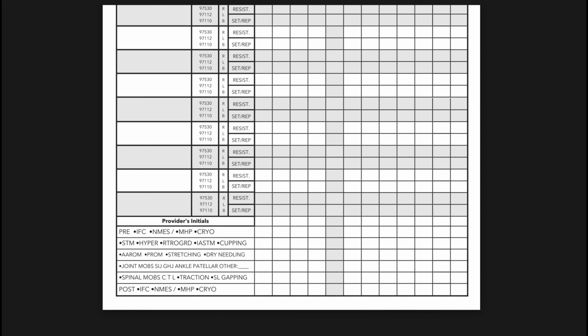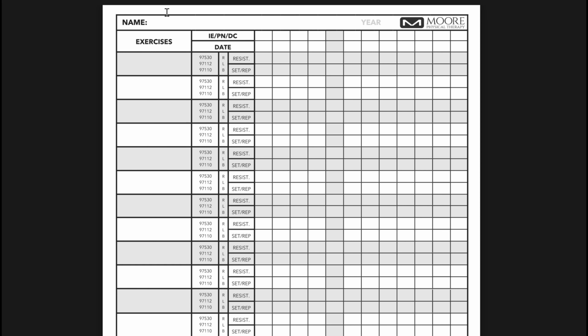Last but not least, you'll also see here on this side that if we have anything important, we'll write it at the top here.